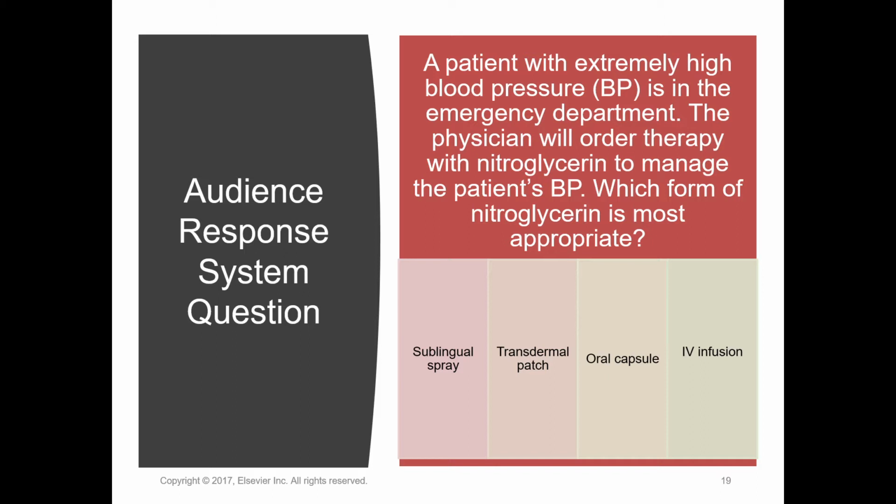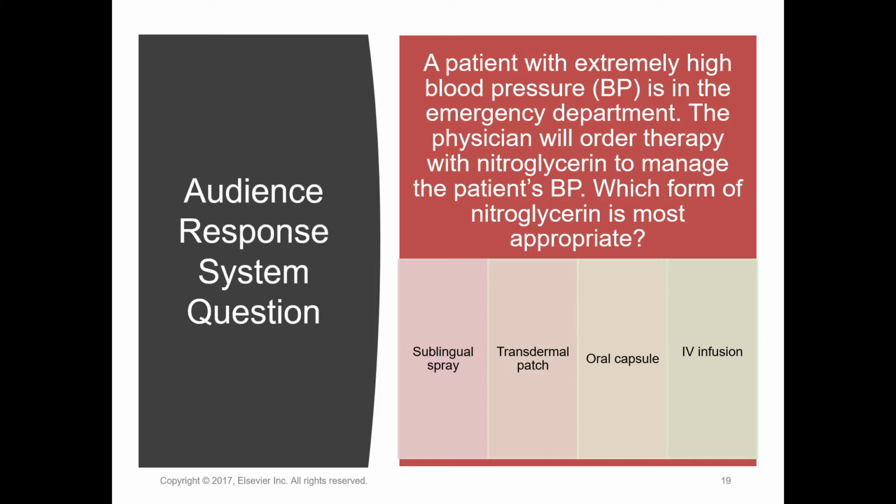Now, this is for you guys to answer. A patient with extremely high blood pressure comes in to the emergency room. The physician is going to order some nitroglycerin to manage the blood pressure. What form of nitroglycerin is most appropriate? Sublingual spray, A; transdermal patch, B; oral capsule, C; and IV infusion is D.